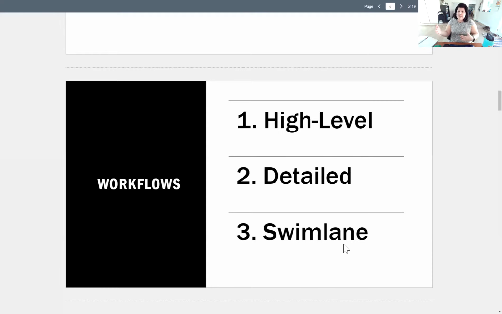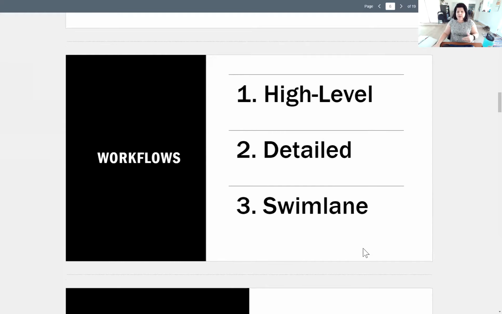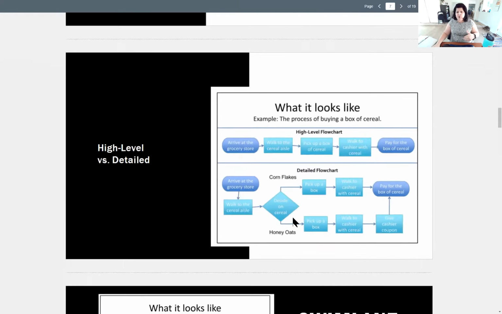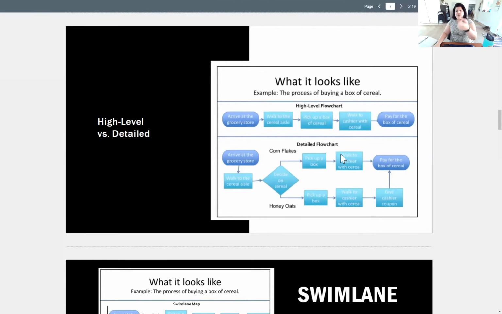Swim lane gets very specific, and those are great for assigning tasks and strategic planning, but they don't typically tend to be very collaborative because they're a little bit harder to read, but they're actually really, really helpful. So here is what a high level versus a detailed flowchart, that's the other word, looks like.